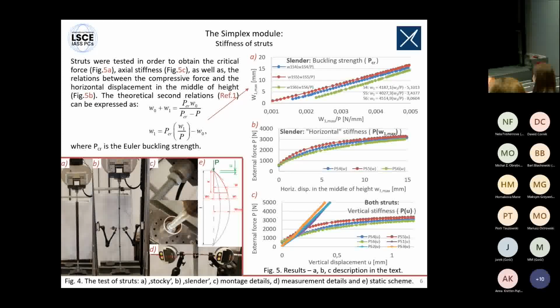Also, of course, for the slender struts, we have found the critical force by Euler, and a chart which shows the relation between the force and the horizontal displacement, which were measured using standard displacement sensors.